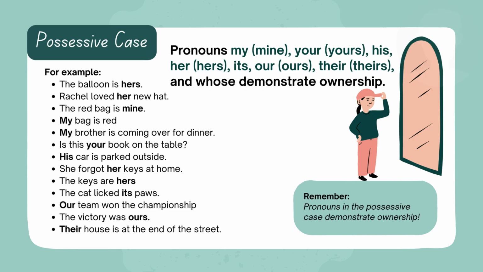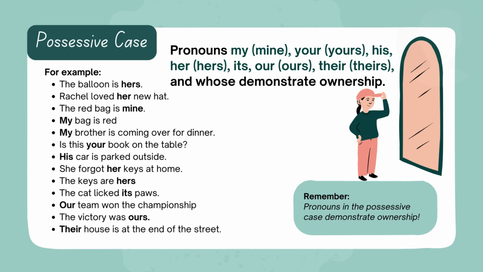All right, the red bag is mine. Added, my bag is red. What's going on here? We have my and we have mine. Like, which is possessive and which is not? Well, both are. My is used as the subject of the sentence, while mine is used as the object of the sentence. Yes, if you got that right, you're a superhero. Very good.